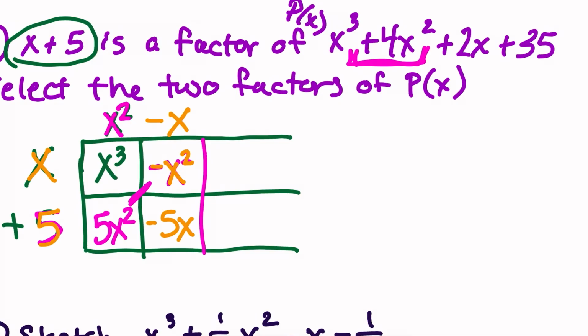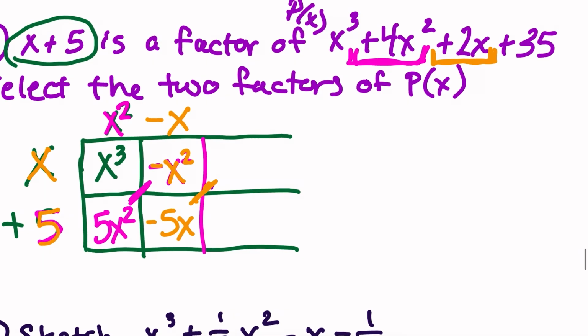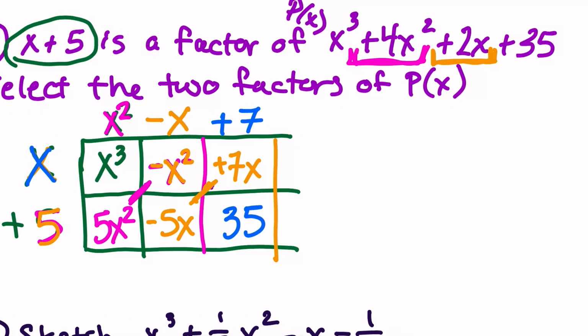And then what do these two combine to get positive 2x? So what would I have to add to negative 5 to get up to positive 2? I would have to add 7x. And then I'm going to divide again. So x times by what equals 7? So there'll be plus 7. And 7 times 5 is 35. And then these would combine to be 35, which it is already.